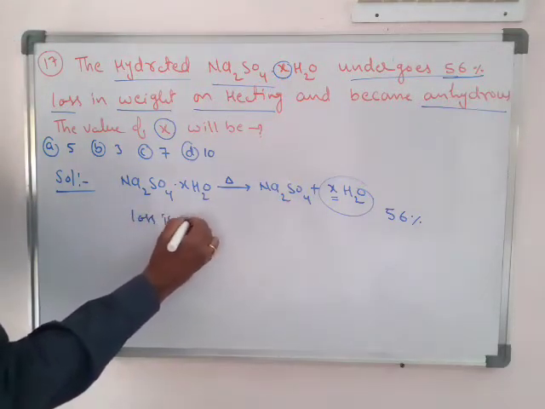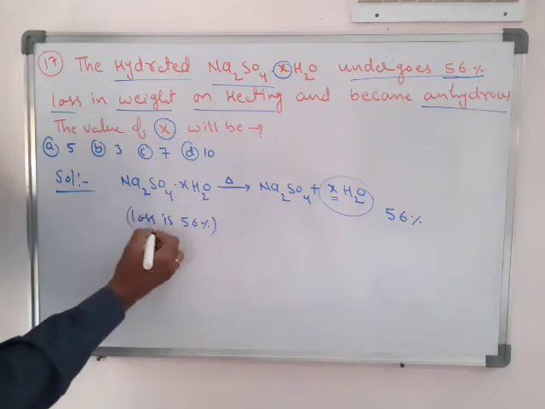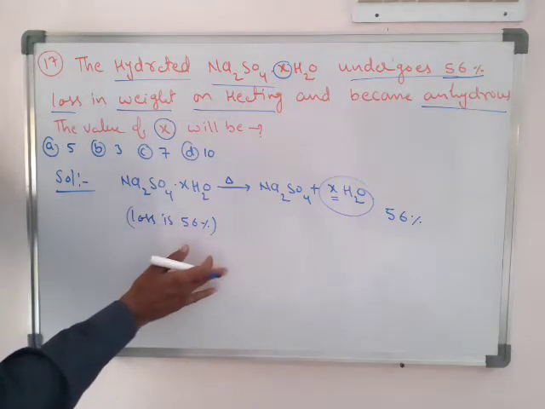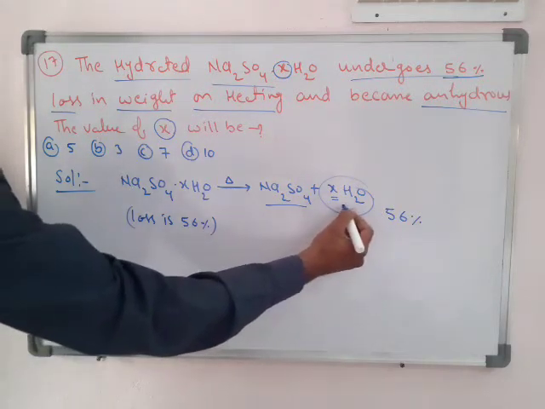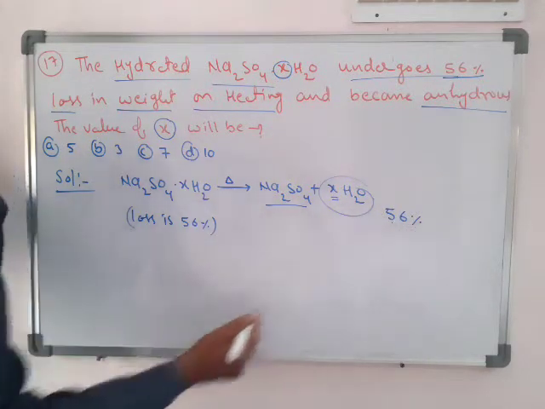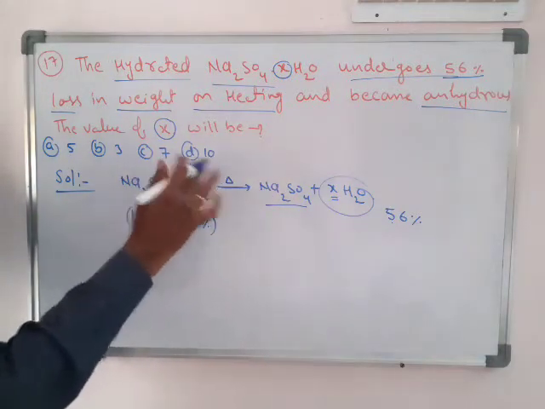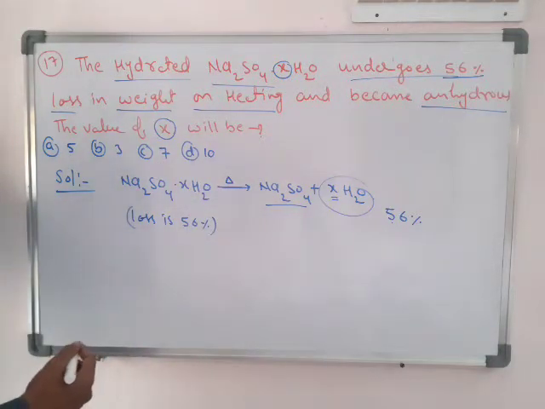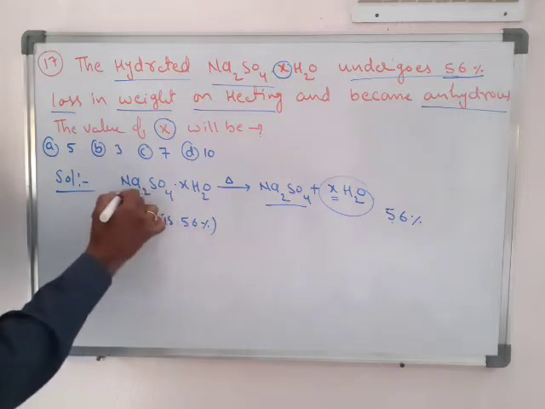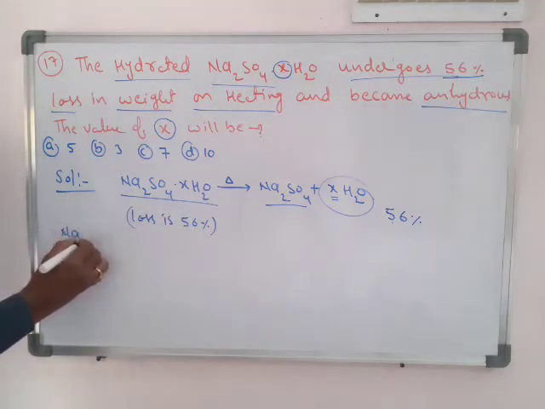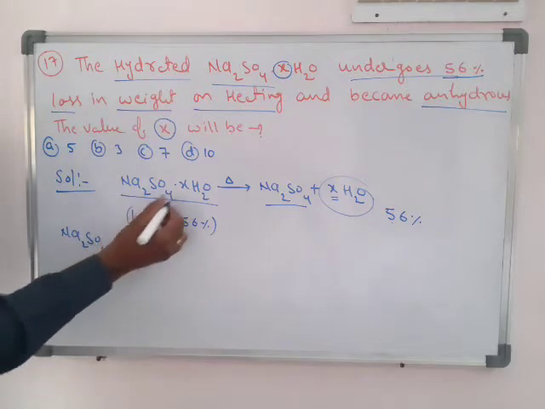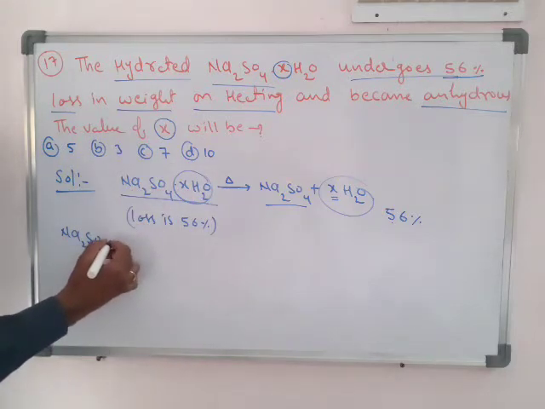So the loss is 56%. Loss is 56%, so how much compound is formed? Na2SO4 and XH2O together make up 100%, and in the total weight we have to find the 56% value. First we see the Na2SO4 molecular weight, because we don't know the X value.